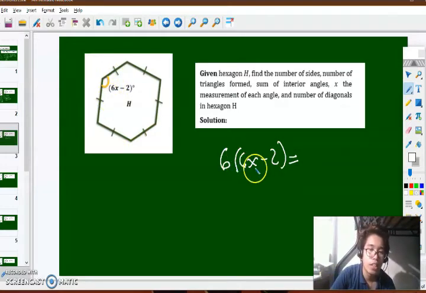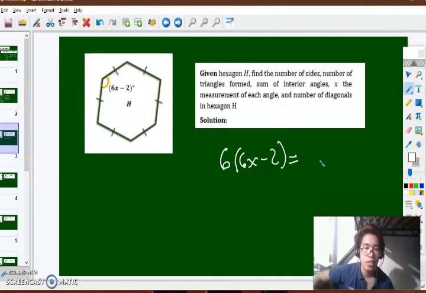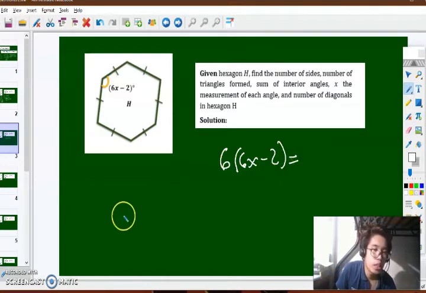So this value right here is equal to the entire sum of the interior angles of the hexagon, and we already solved that a while ago. The value for that is 720 degrees. So we simply substitute that 720 degrees in our formula. We have 6 times 6x minus 2 is equal to 720 degrees.